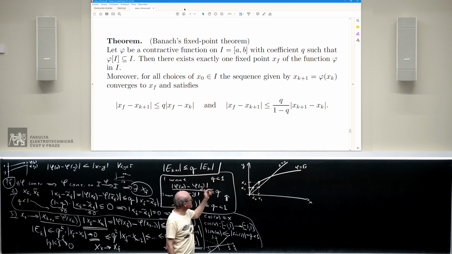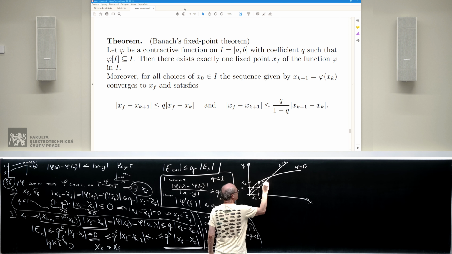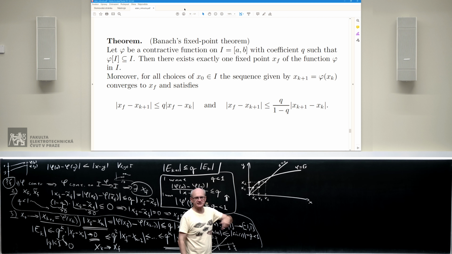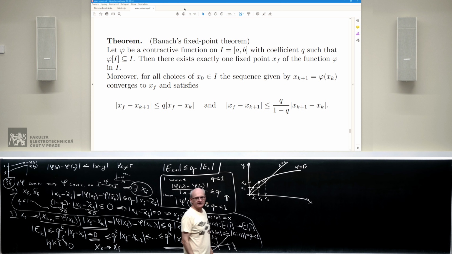But then we have to transform x2 to the x-axis. So we go to the right again, all the way to the diagonal, and then we go down to get x2. And then we substitute x2, so we go up again, all the way to the graph, left, right, and so on. Now you can see that some of the journeys were actually useless.